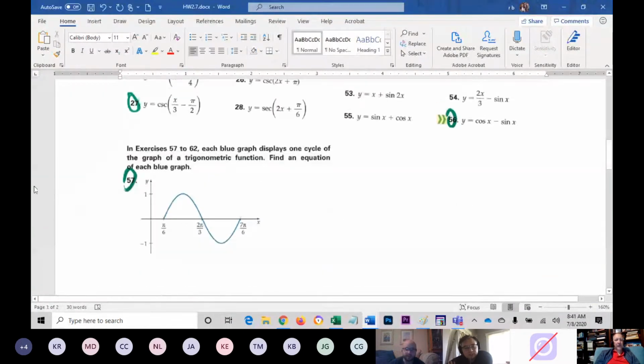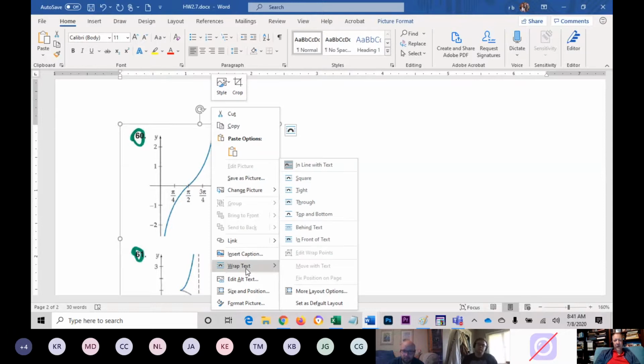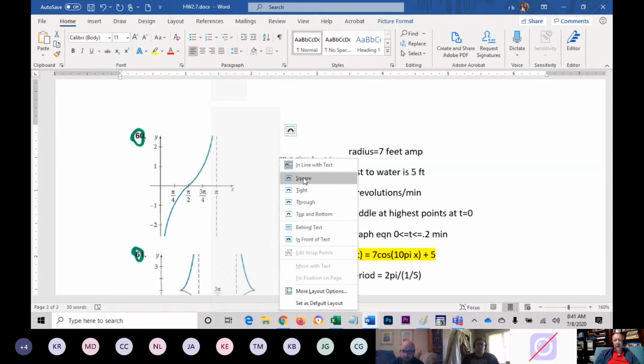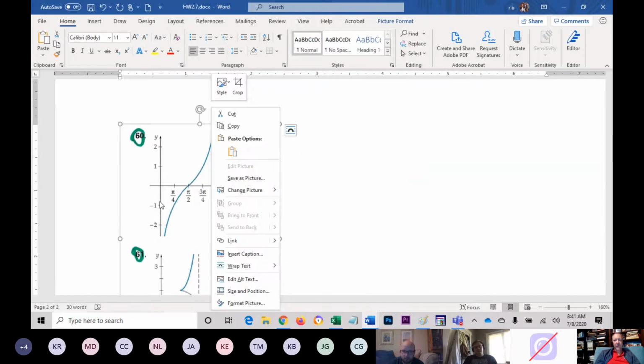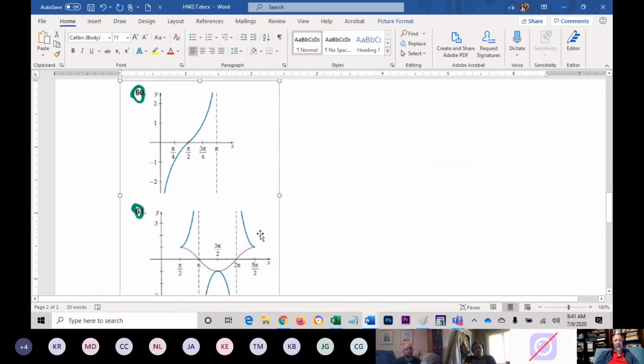Okay, so the question is, each blue graph displays one cycle. Find an equation of the blue graph. So we're looking at this blue graph. There's more than one correct answer for this. Interesting.